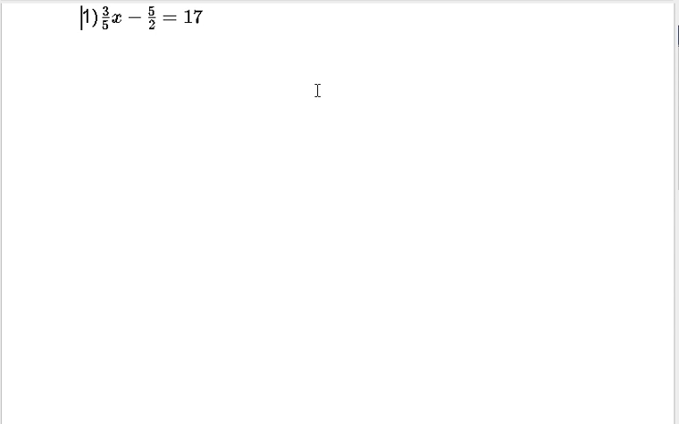Okay, here are my example problems on solving equations and justifying the steps with a property. I'm going to try to move fast so we can get all three problems done, so pause if you have to. Okay, so first problem, 3/2 x minus 5/2 equals 17.